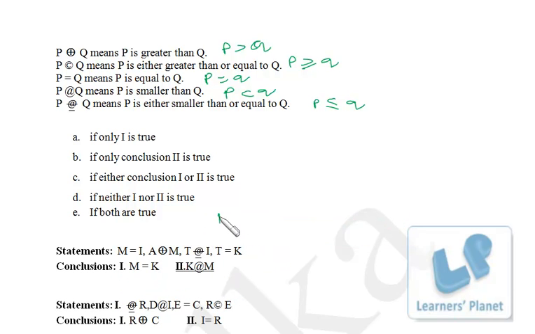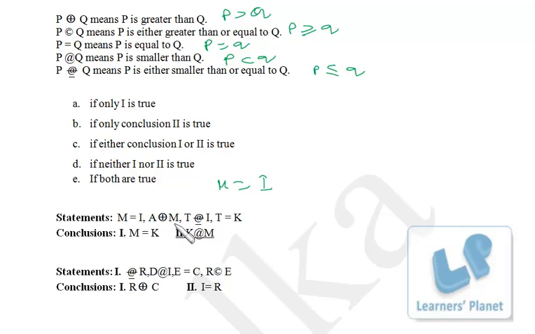Now M is equal to I. A is greater than M. So A is greater than M. T at the rate T is less than or equal to I, right? T is less than or equal to I and T is equal to K, right? So greater than sign, equal to, greater than, equal to. So single sequence is there, M and K, and that is M is equal to K.